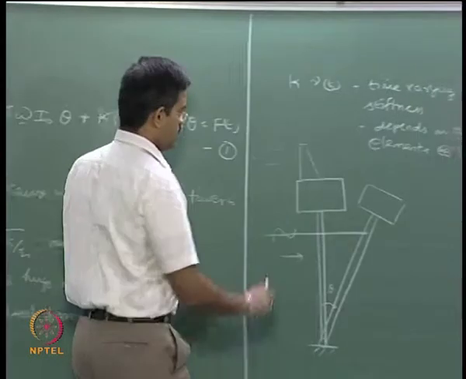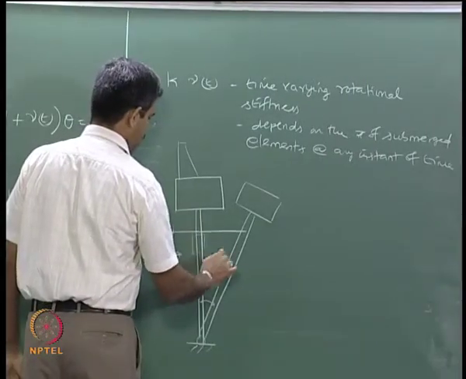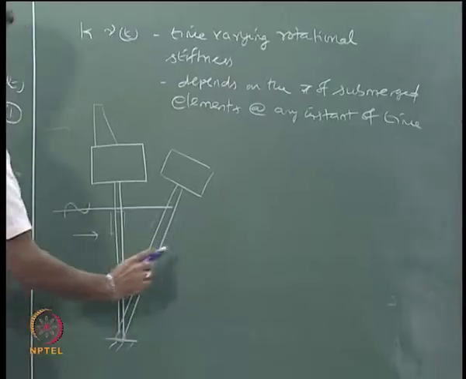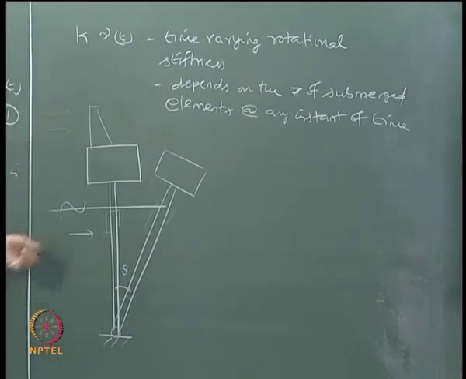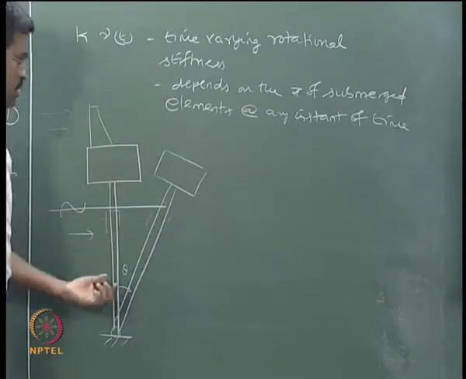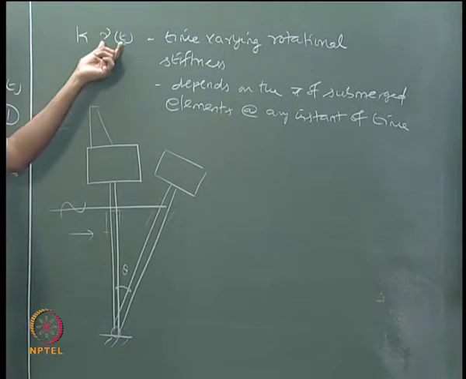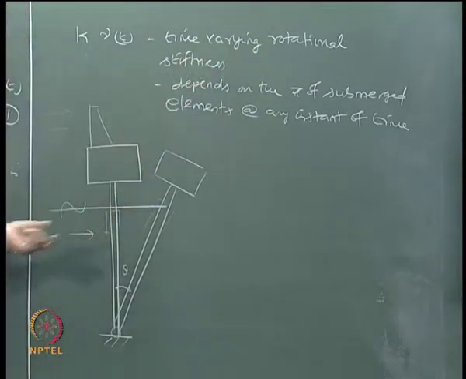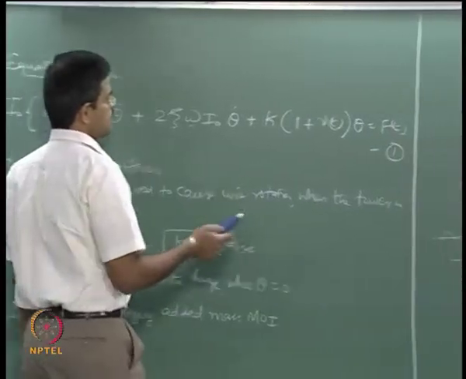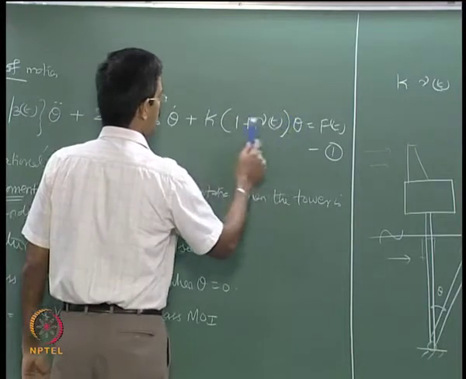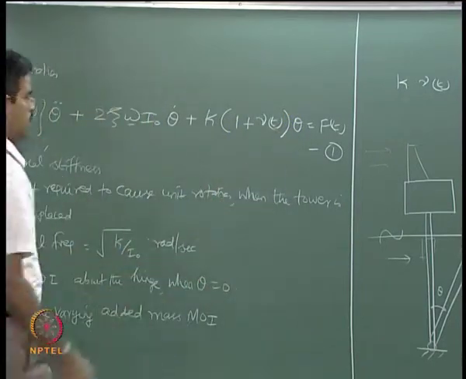And there is a buoyancy chamber here. Now, depending upon the number of elements which is submerged, you work out k nu of t, which will be the time varying rotational component of the stiffness. So, that is why you have two terms here, k theta and k nu of t of theta.